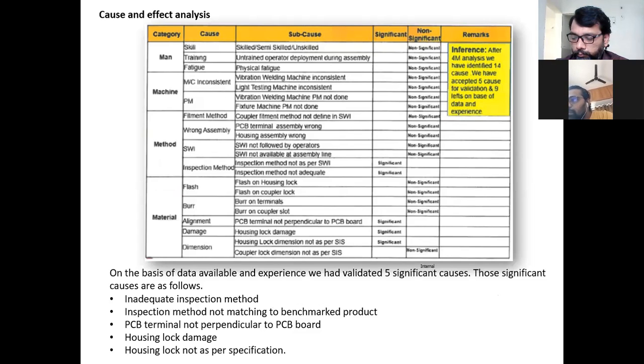When it comes to significant, in the method column we can see inspection was not proper, which we took as a significant reason for this problem. At the material stage, the PCB terminal not perpendicular to PCB was a significant reason for our problem. The housing lock damage is significant again, and the dimension not as per the drawing is also significant. So by doing the 4M analysis, in the method and material stages we got some significant causes for our problem, which we need to solve.